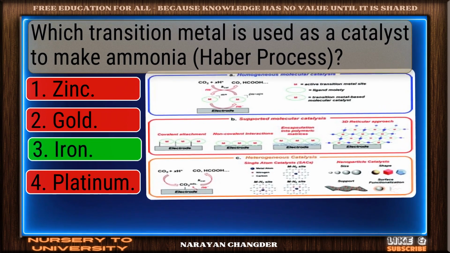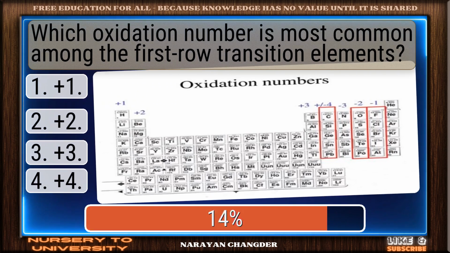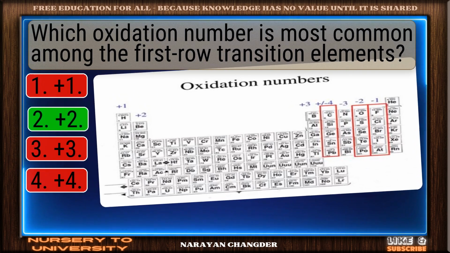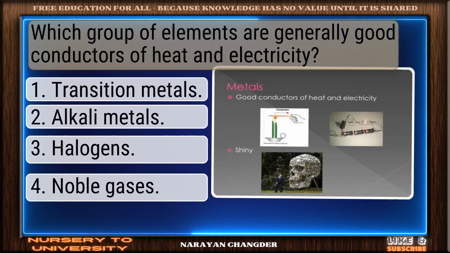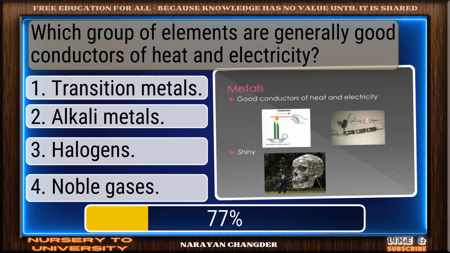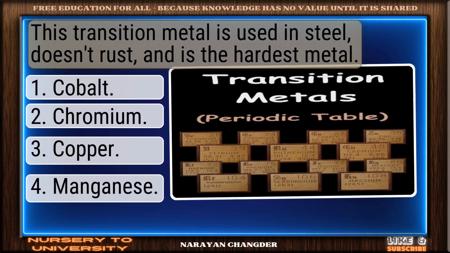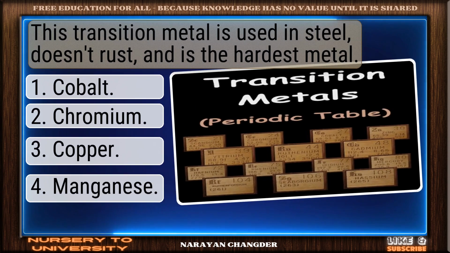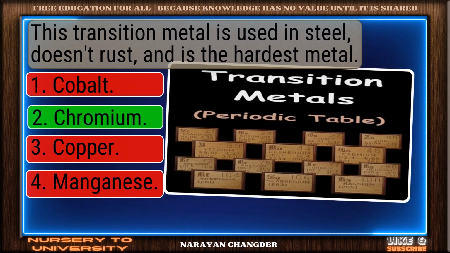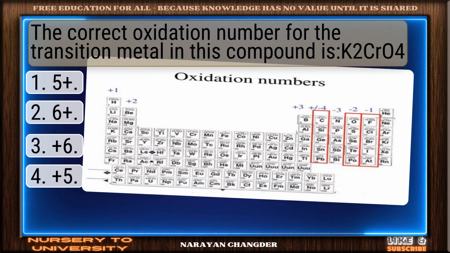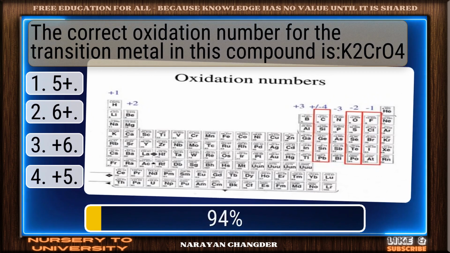Which transition metal is used as a catalyst to make ammonia? Valid point, iron. Which oxidation number is most common among the first row transition elements? Well supported, +2. Which group of elements are generally good conductors of heat and electricity? Thoughtful answer, transition metals. This transition metal is used in steel, doesn't rust, and is the hardest metal. Outstanding effort, chromium. The correct oxidation number for the transition metal in this compound is K2CrO4. +6.